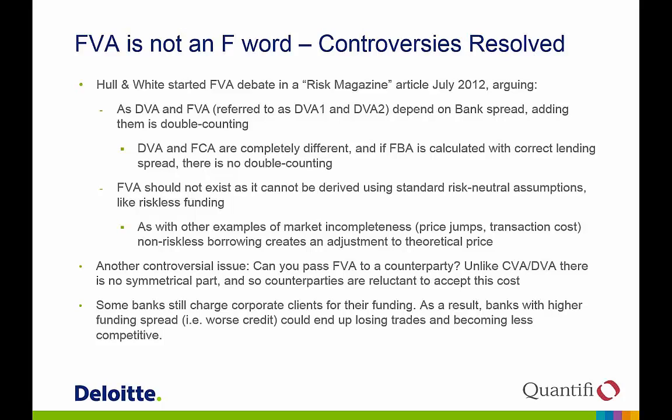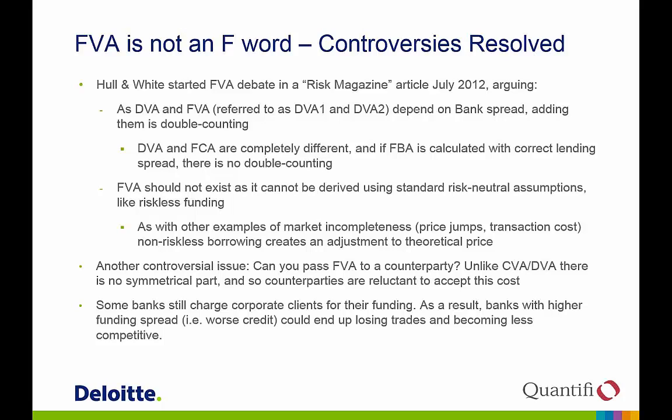For FVA, this lending spread is by no means the credit spread of the bank. You can think of this as maybe extra basis between credit and bonds or something of this nature. So if you use the correct lending spread, there will be no double counting.